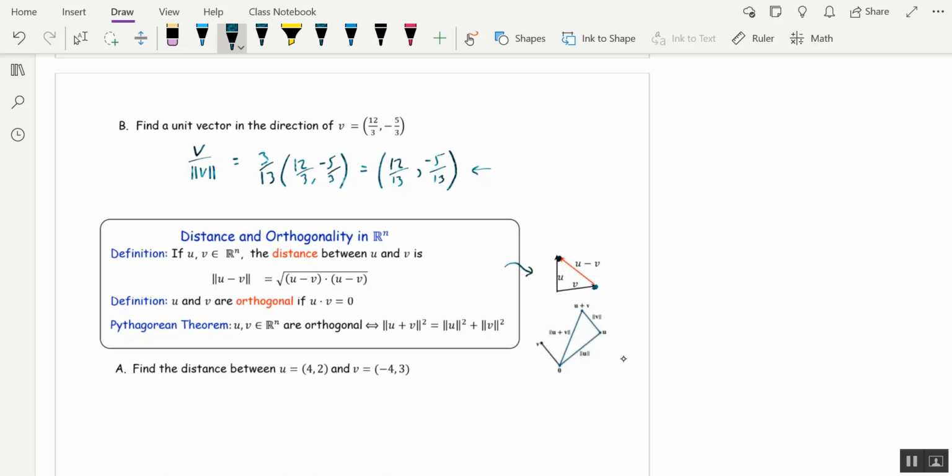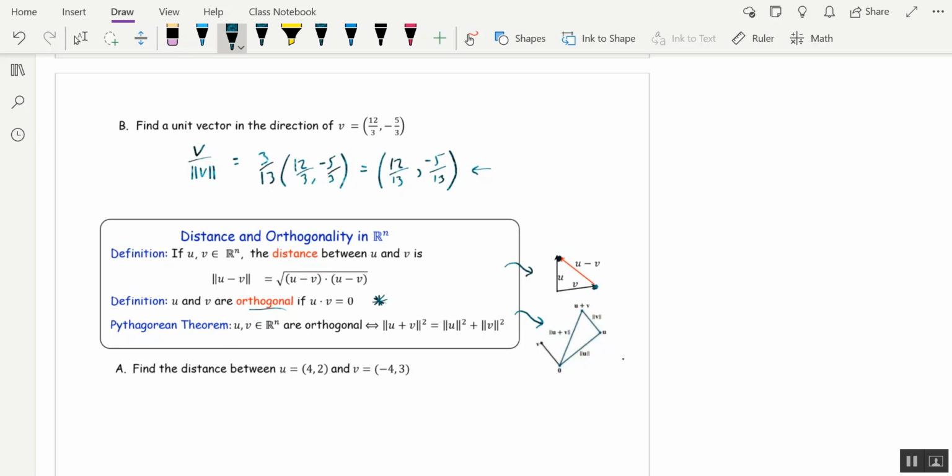An important definition is U and V are orthogonal if U dot V is 0. So that's a super important definition. And then just of interest here, we've got a generalization of the Pythagorean theorem that says U and V are orthogonal if and only if the length of U plus V squared is equal to the length of U squared plus the length of V squared. And I just took a stock picture from your textbook to illustrate that theorem. And I believe I put a proof of that at the end.